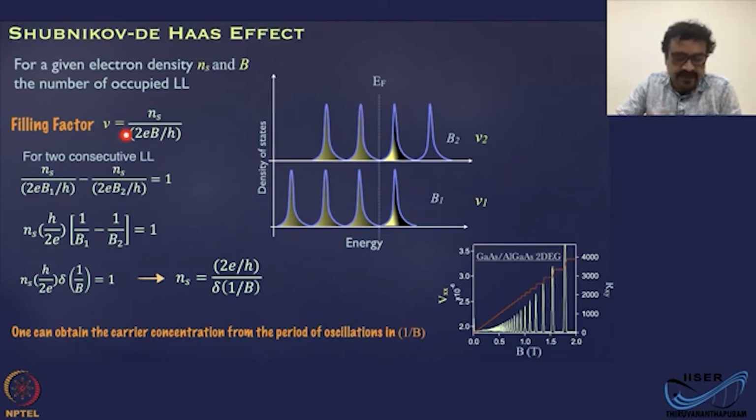So we have the filling factor given by this formula for a given electron density Ns and a given B field, that is the number of Landau levels occupied. And now I have snapshots of the Landau levels for two different B fields, B1 and B2, where B1 is less than B2.